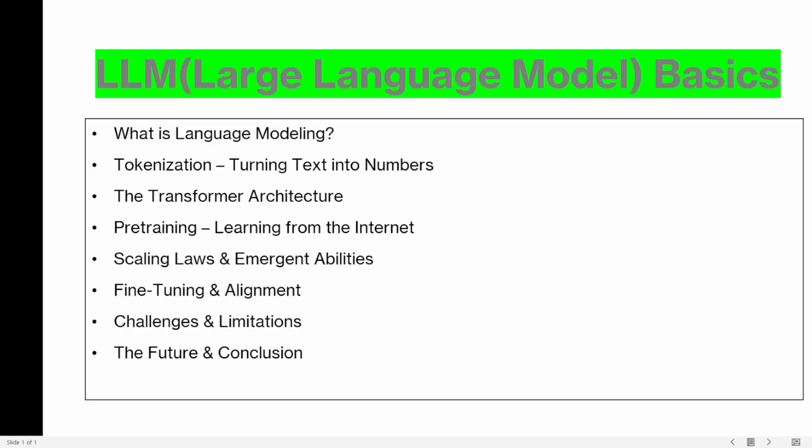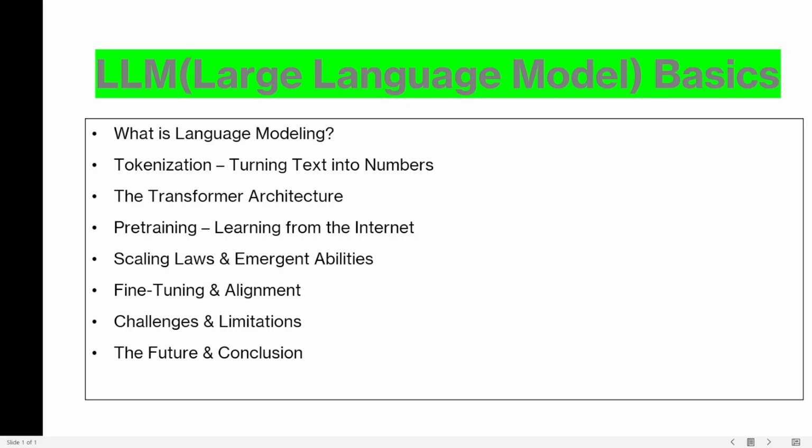Next, fine tuning and alignment. After pre-training, we have a base model that is great at predicting text but doesn't necessarily do what we want. If you ask it a question, it might continue with more questions instead of answering, because that's a valid text completion. To turn it into a helpful, safe assistant, we need additional training. This is where fine tuning and alignment come in.